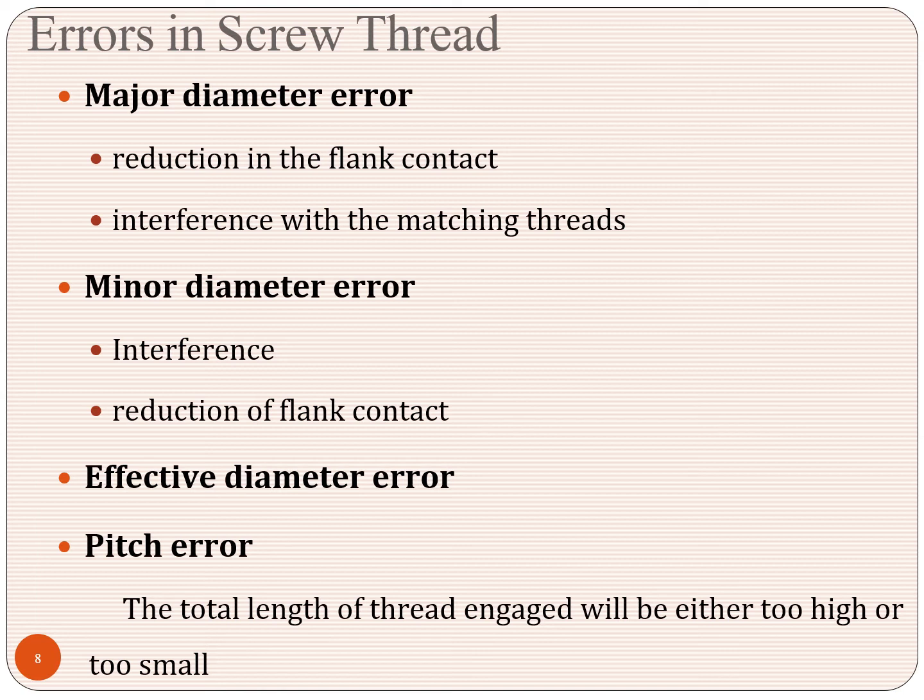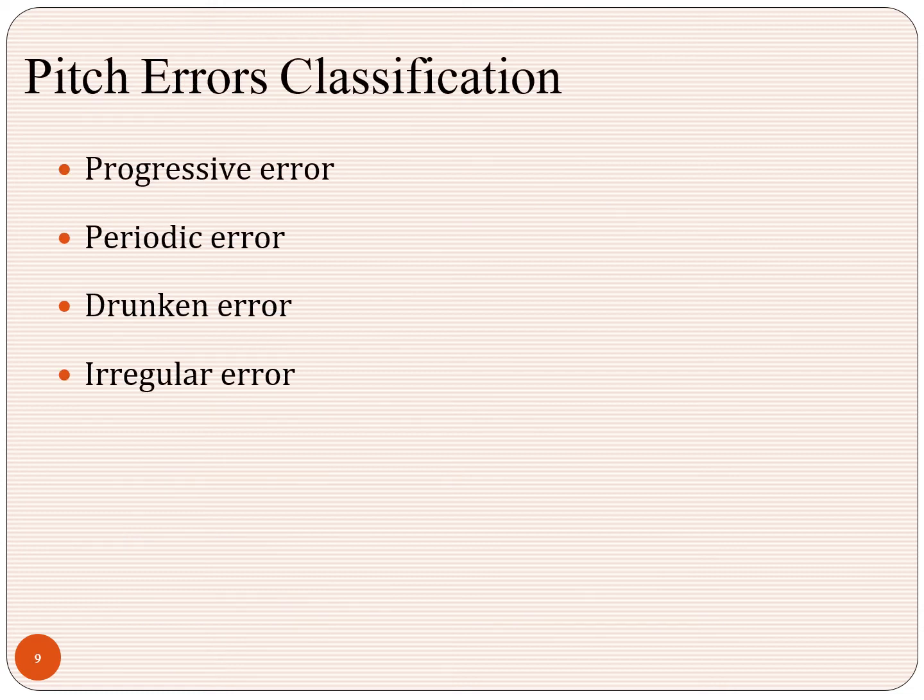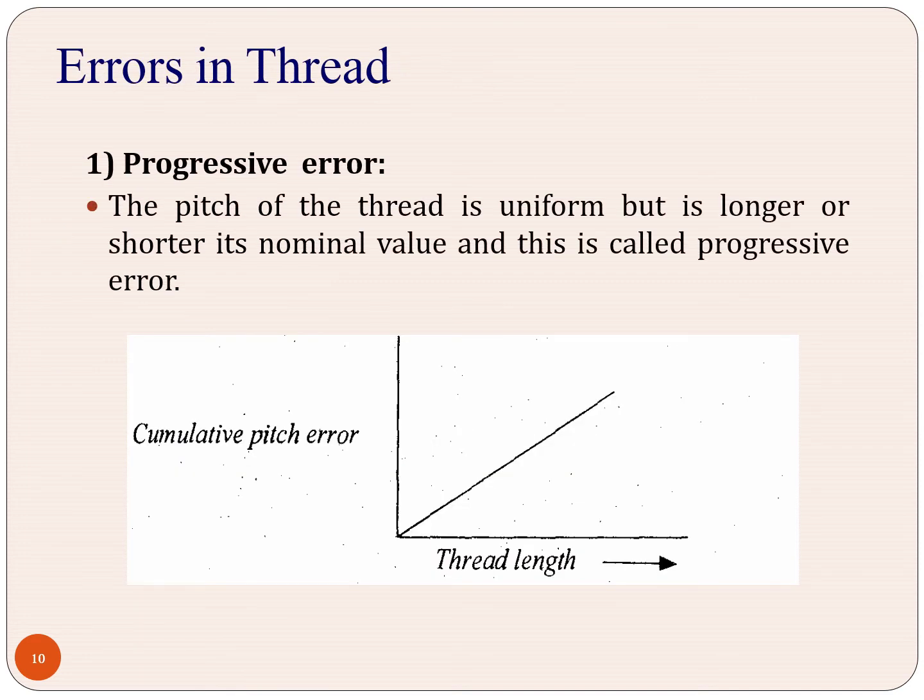Pitch error is when the total length of the thread engaged will be either too high or too small. That is called pitch error. Pitch error can be classified as progressive, periodic, drunken, and irregular error. We will see them one by one. In the progressive error, the pitch of the thread is uniform but is longer or shorter than its nominal value. It is called a progressive thread.